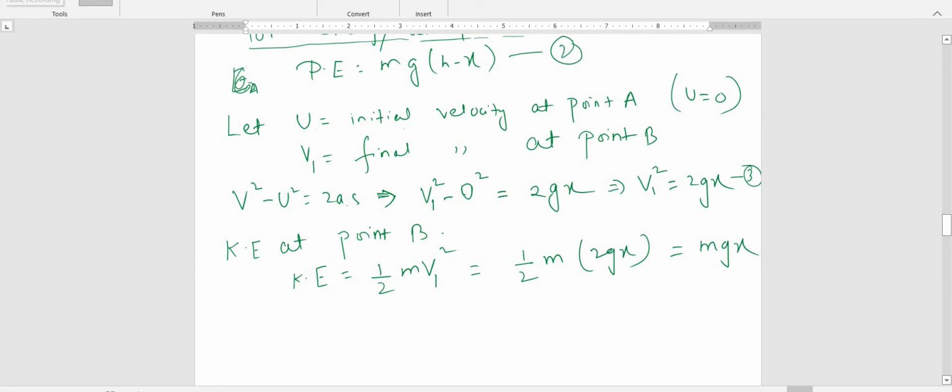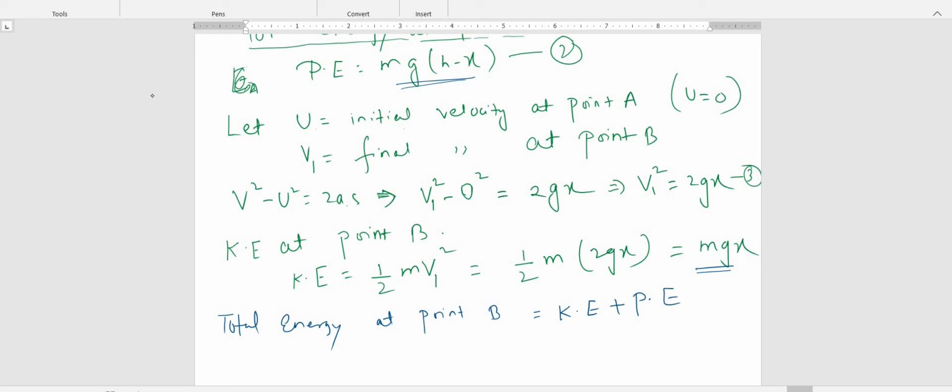I think you understand. So kinetic energy I got, and potential energy also I got, isn't it? So what is the total energy? Total energy at point B is equal to the sum of kinetic energy plus potential energy. Kinetic energy is mgx, and potential energy is m into g into (h minus x). So what am I getting?